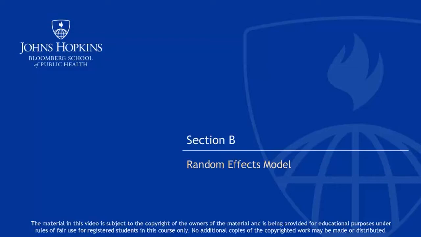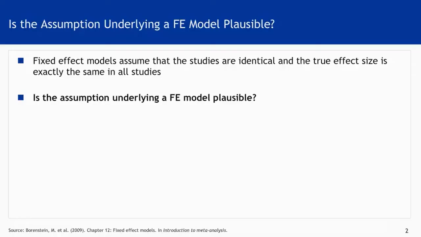We discussed the fixed effect model in the previous section, and now we're going to talk about the random effects model. We're going to see how the random effects model is different from the fixed effect model, and we're going to contrast those models throughout this section of the lecture. A quick review: under a fixed effect model, we assume that all the studies are identical and the true effect size is exactly the same in all studies. Then the question is, how plausible is that assumption? Is the assumption underlying a fixed effect model plausible? What do you think? Well, then you're going to tell me we have to look at the studies and try to figure out whether the studies are similar or different. Exactly, that's what you do.